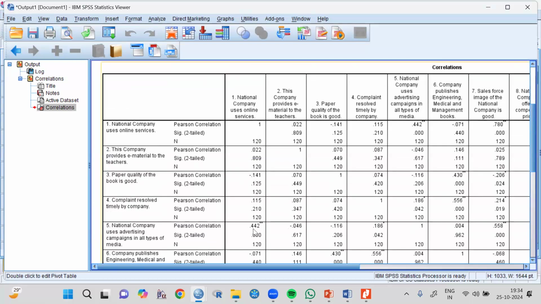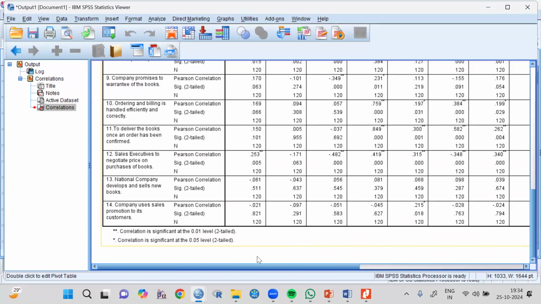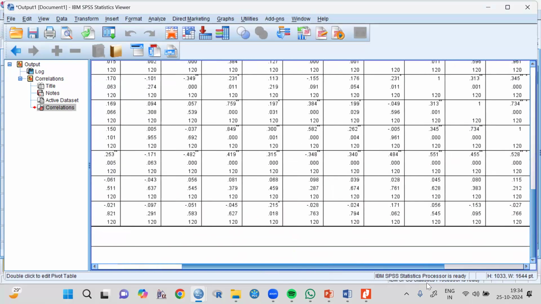There should be at least one star, like 0.422, there are 2 stars. It means this question is correlated with question number 5. Okay? So first of all, we will check whether all the questions are correlated to each other or not.